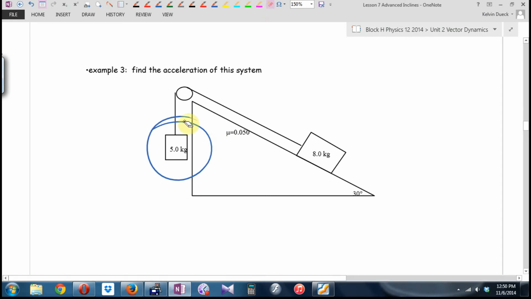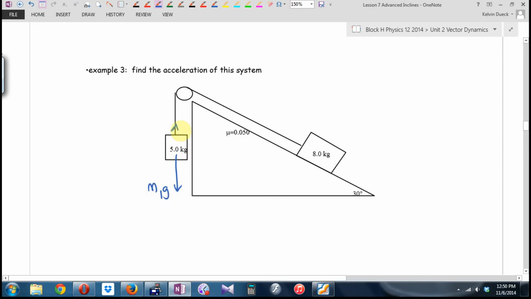But a lot of kids would say, how many kilograms do you see here, Darian? 5. How many kilograms do you see here? 8. They might say, oh, the 8's bigger, so it's going to be the winner. Let's guess wrong. Anyways, first of all, let's label our forces. What are the forces acting on the 5? Get the obvious ones.